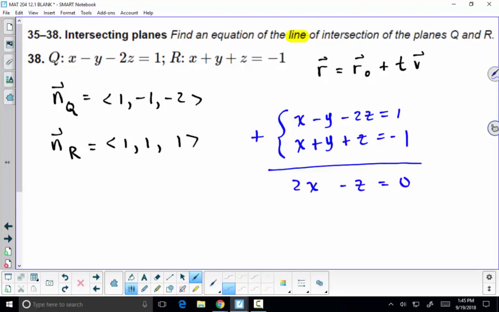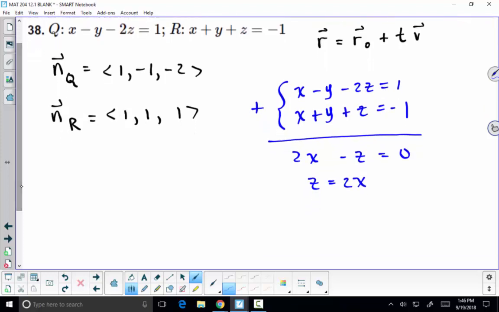If I eliminate y, conceptually what I'm saying is let's consider the points on the line of intersection where the y values are the same for the two planes. Then this gives us a relationship between the z and the x coordinates. So now we can find a solution. Somebody give me an x value. 1.